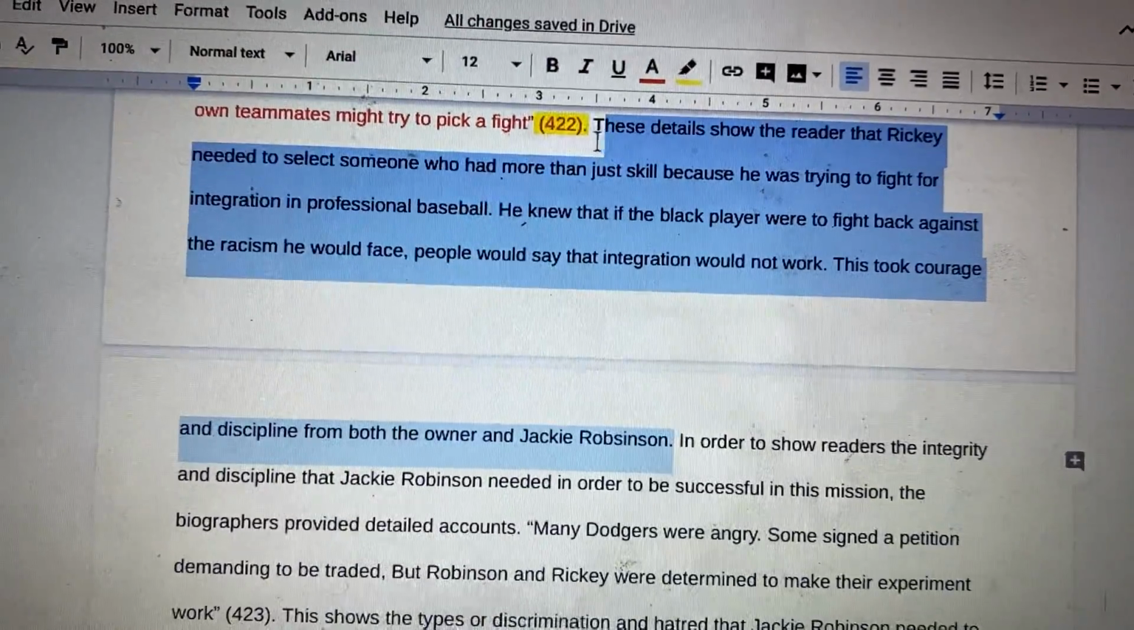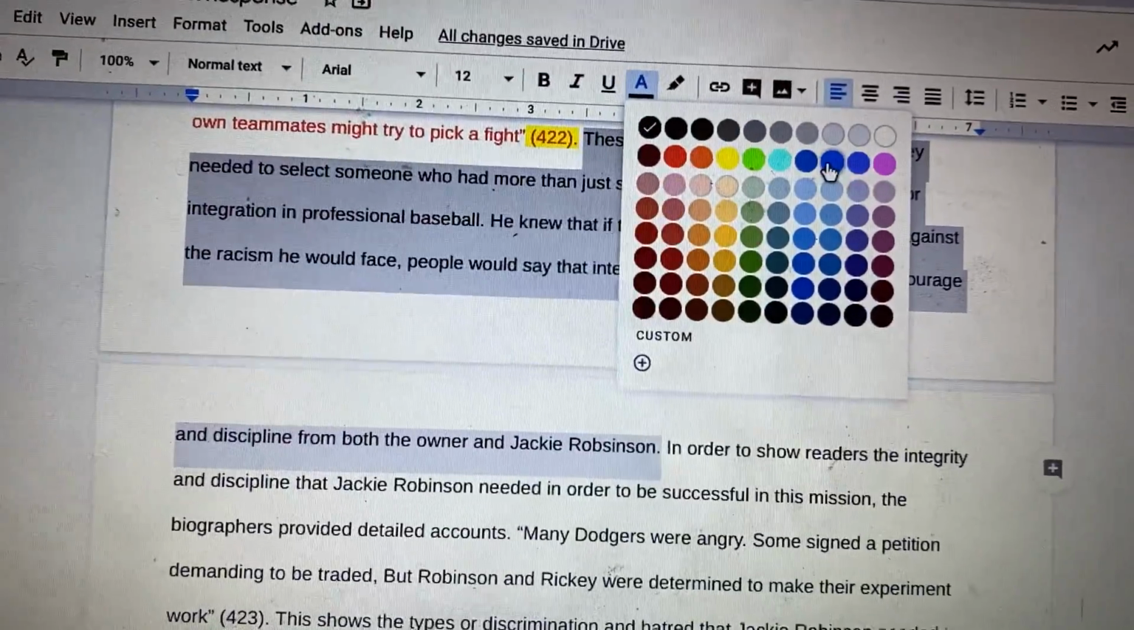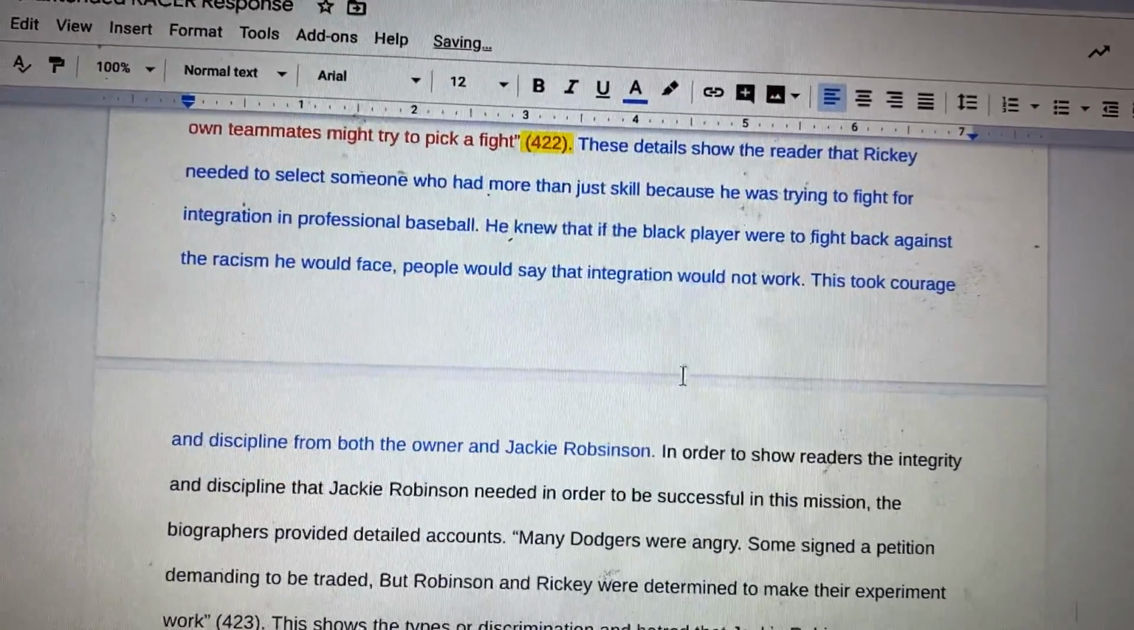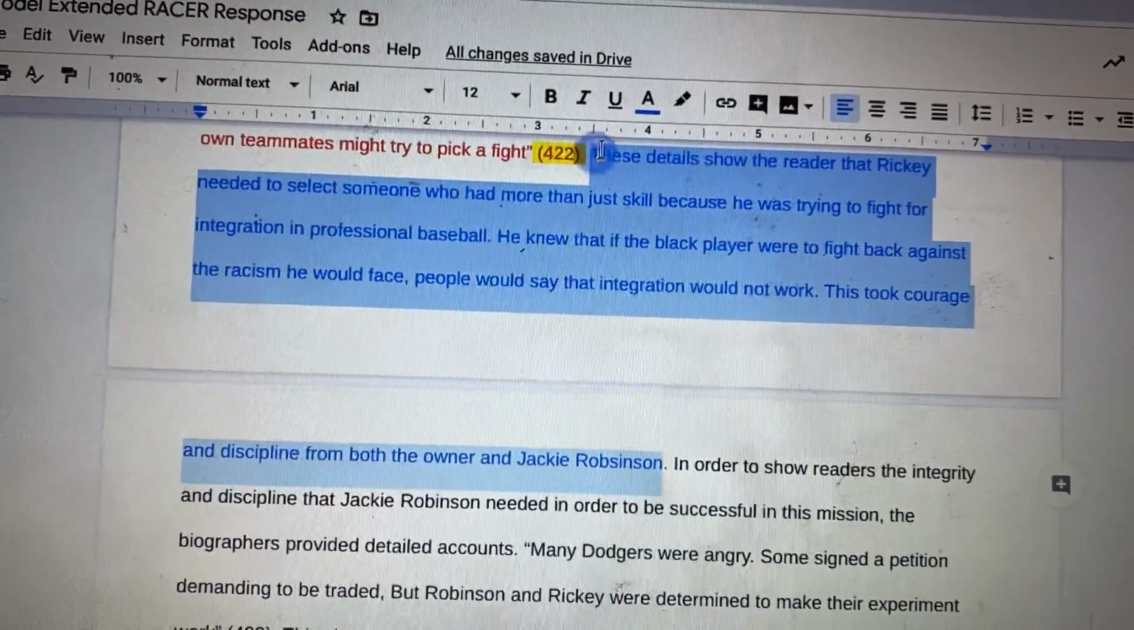Here's my explanation. Notice it took me multiple sentences there to really make sure that you understood my thinking. Oops, I made that blue. It should be purple. Apologize.